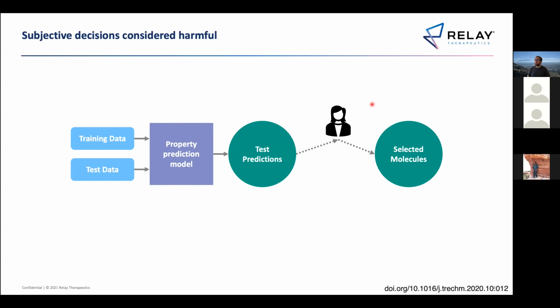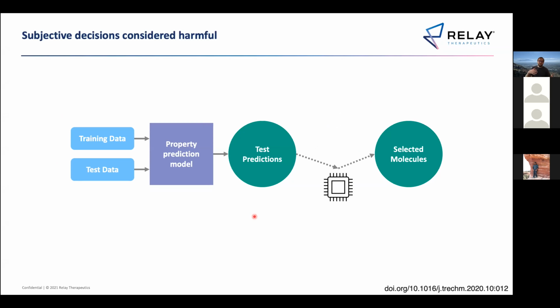And it's hard to argue that you could have a reproducible chemist because their state is constantly changing. And depending on which chemist you have, their experience is going to be very different. And so this set of selected molecules all of a sudden becomes a very subjective decision on top of what was originally a fairly objective process.